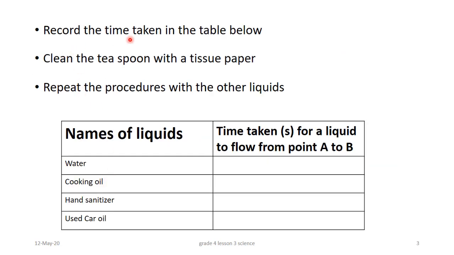And then you record the time taken. You clean the teaspoon with a tissue. So you repeat the procedure with the other liquid. For example, if you started with water, once you are done, you clean the materials, you use another liquid, for example cooking oil, you do the same, and you keep on recording the times.